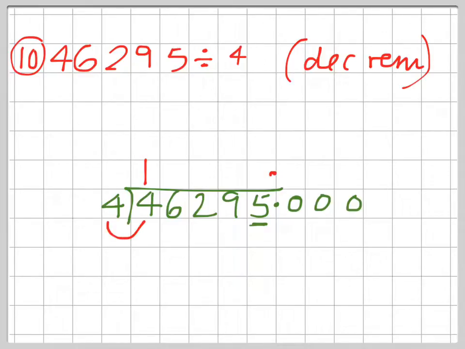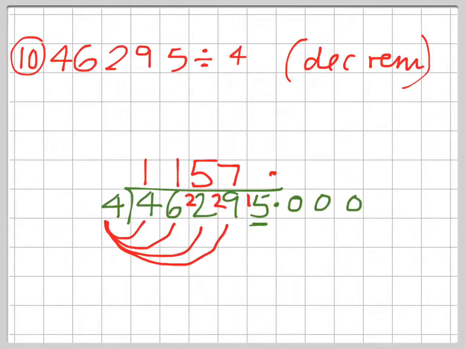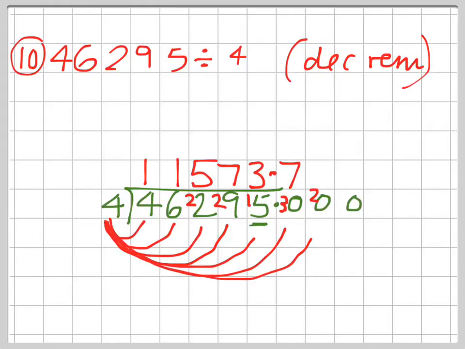4s into 4 goes 1 with no remainder. 4s into 6 goes 1 remainder 2. 4s into 22 would be 5 with a remainder of 2. 4s into 29 would, the closest we could get is 7, and we'd have 1 left over. 4s into 15 would be 3 remainder 3. Now, just as we've done so far, any remainder goes in front of the next number along. 4s into 30 goes 7 remainder 2. And 4s into 20 goes 5. And as there's no remainder, we don't need that 0 on the end. So the answer is 11573.75.